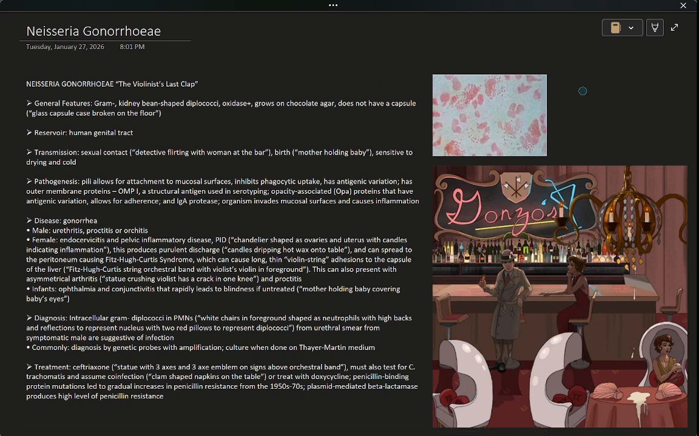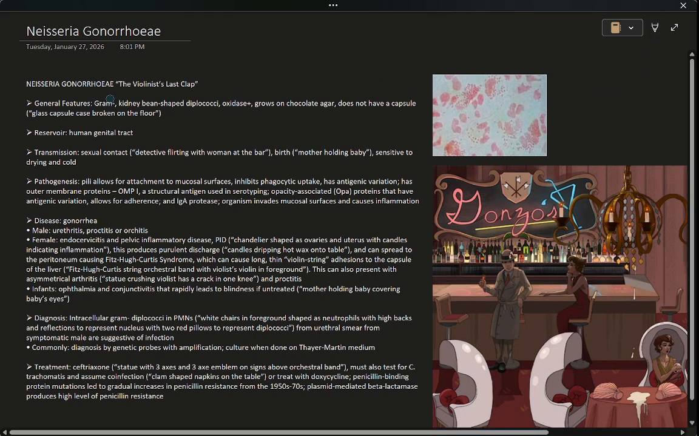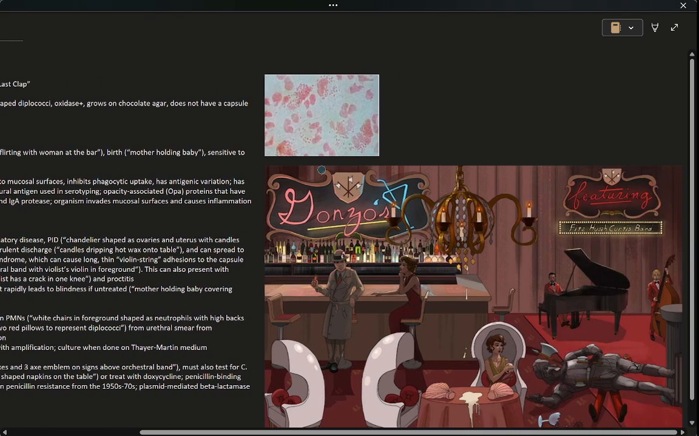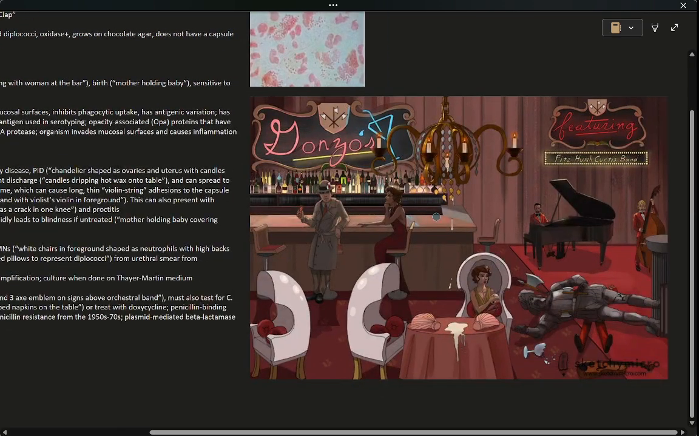In this video, we're going to be talking about the Neisseria gonorrhoeae, as I promised in my last video. And this particular bacteria is also problematic, like the Neisseria meningitidis. To better understand the principles associated with this bacteria, we'll use a Sketchy image titled "The Violinist's Last Clap." And here is the image provided by Sketchy for your reference.